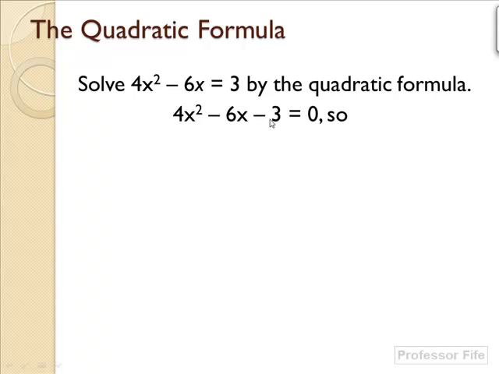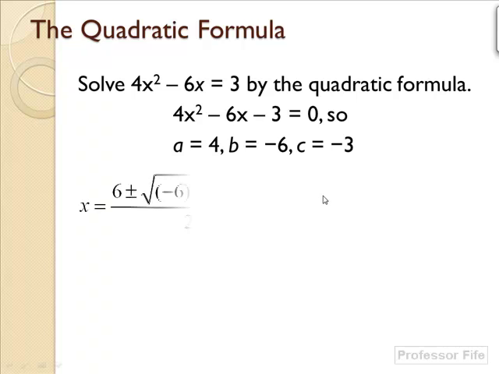A, b, and c are the coefficients of each term. A is 4, b is negative 6, c is negative 3. Don't forget the negative if your term is negative. And then substitute it into the formula.